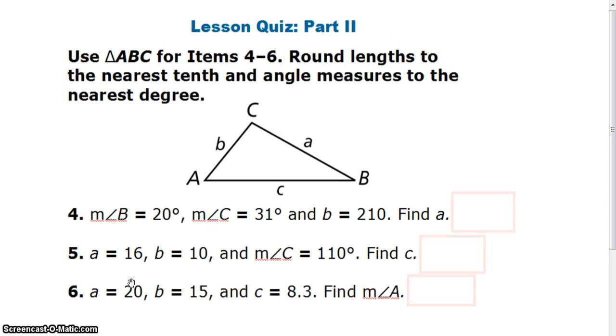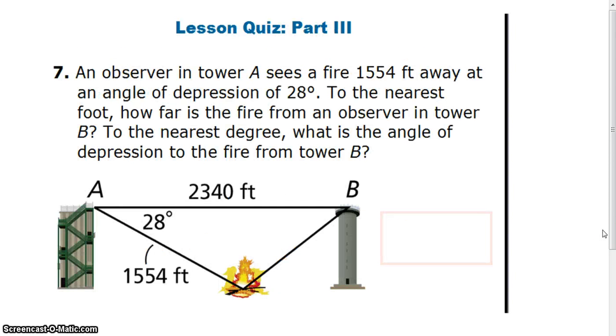So we're going to go straight to the part 2 lesson quiz and see if you can find A, and number 4, pause the video, come back. And A is 477.2. Find C. C is 21.6. Find the measurement of angle A, which is 115 degrees.